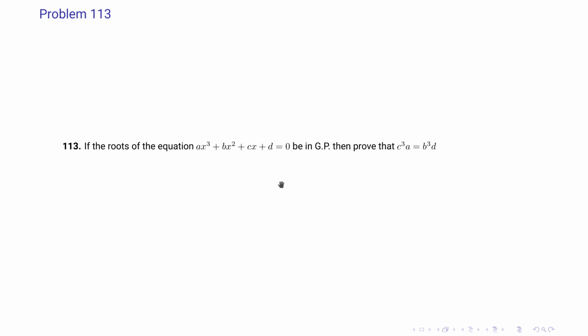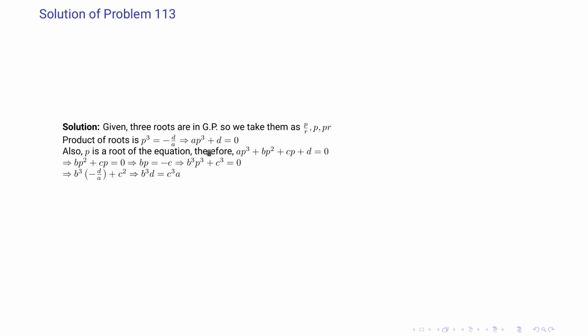Problem number 13 says that if the roots of the equation ax cube plus bx square plus cx plus d is equal to 0 are in GP, then prove that c cube a is equal to b cube d. So we take the roots as p by r, p, pr. The product of roots will be p cube, which will be equal to minus d by a. This formula comes from theory of equations. So we can write this as ap cube plus d is equal to 0.